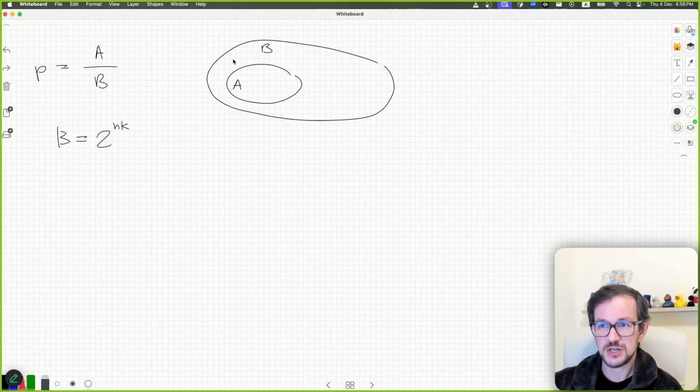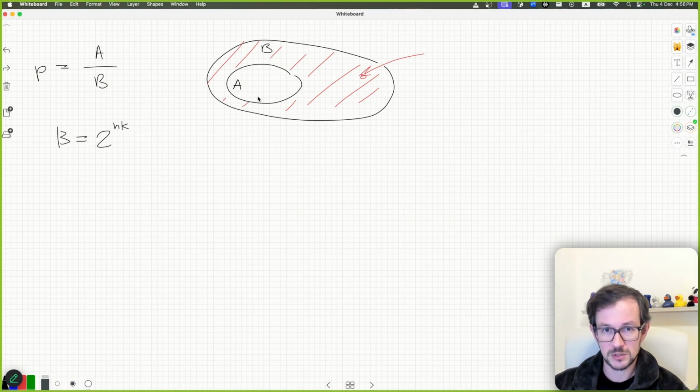Sometimes it's much easier to count how many elements are outside. So if you count how many elements are here, then you can count how many elements are inside A, just B minus this. This is one of the cases. So in this problem, we can do it like this. Outside of A are outcomes when all people have different birthdays. And this is just a binomial coefficient. So A will be 2 power nk minus binomial coefficient.